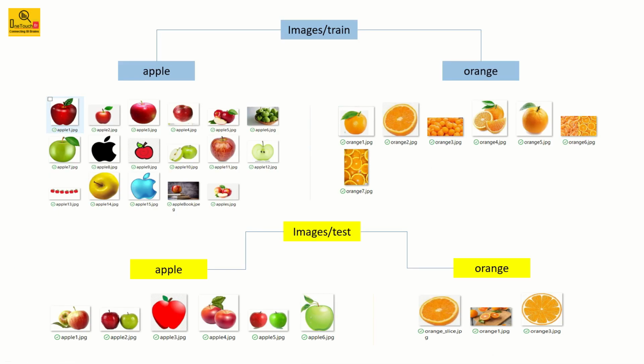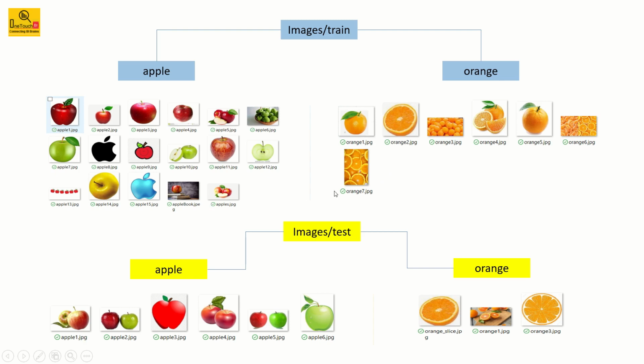This is the data set I'm going to use for today's training. I have one data set for training and the other one for testing. In the training data set, I have apple as one data set and orange as another. Under apple, I have 17 different images, and in orange I have 7 different images. 17 plus 7 is 24 images. I'm going to train it using the TensorFlow Keras package.